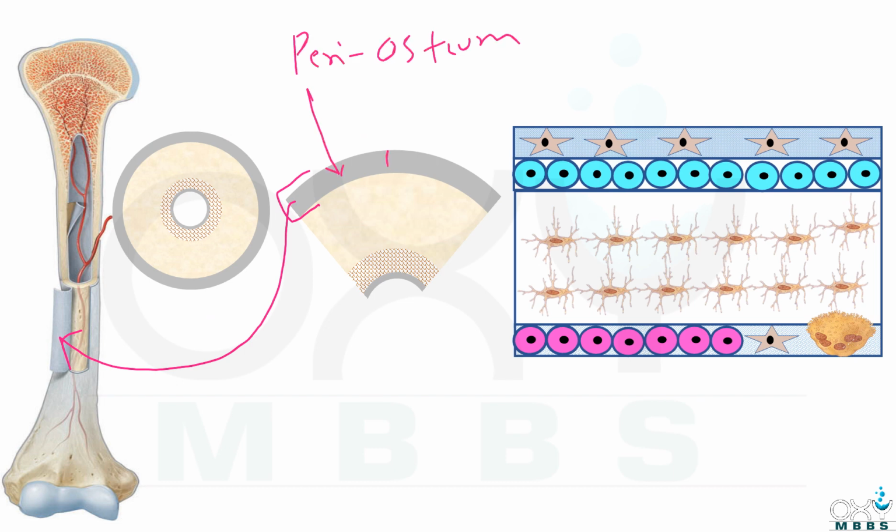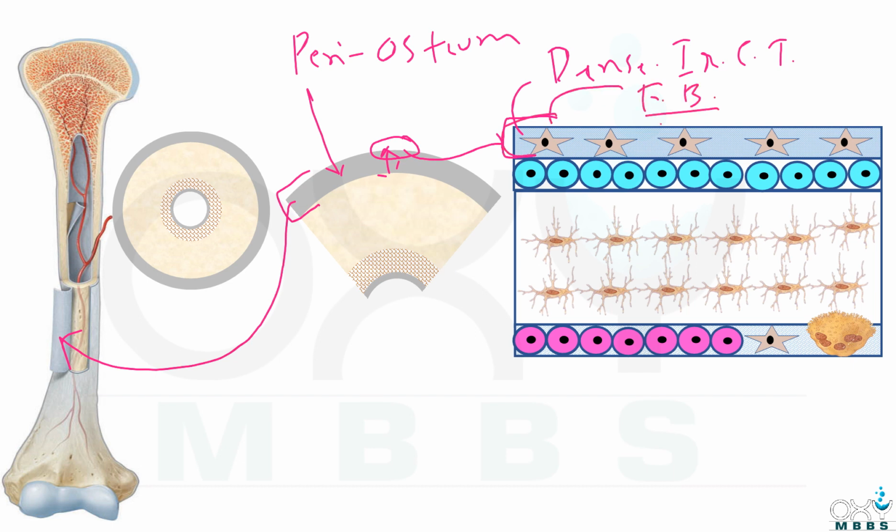And this periosteum contains two layers. One outer layer that is made up of dense, irregular connective tissue. That is why this outer layer of the periosteum is called the fibrous layer. Why is it called the fibrous layer? Because it contains dense, irregular connective tissues. And this outer layer also has fibroblast cells, and these fibroblast cells maintain this irregular connective tissue.